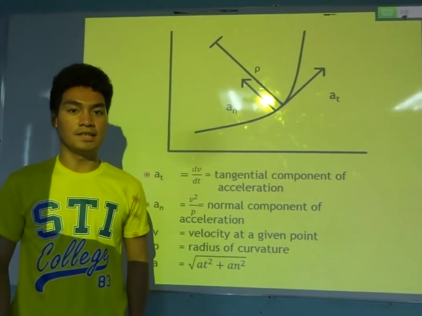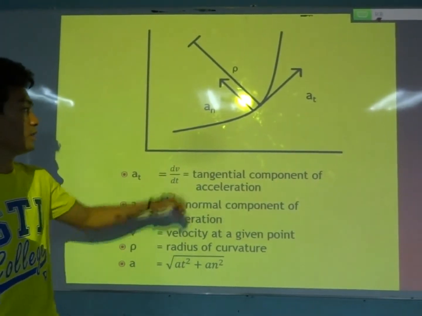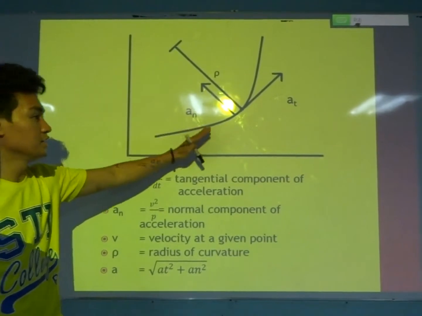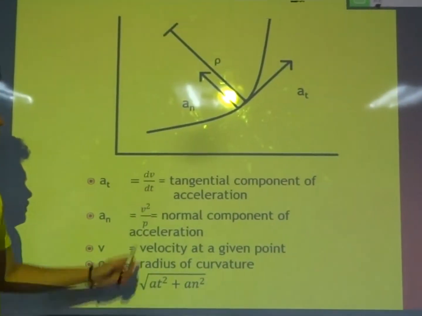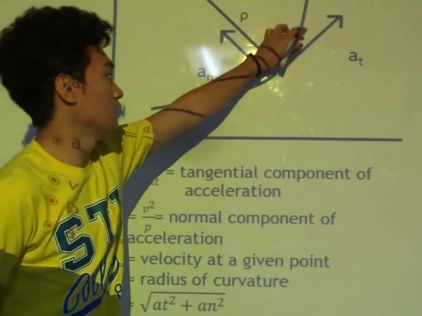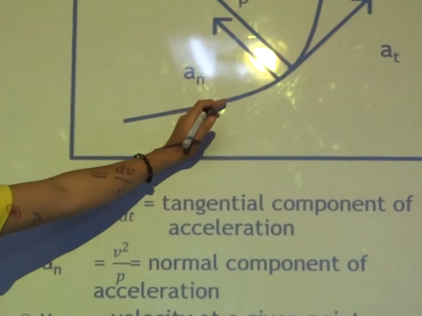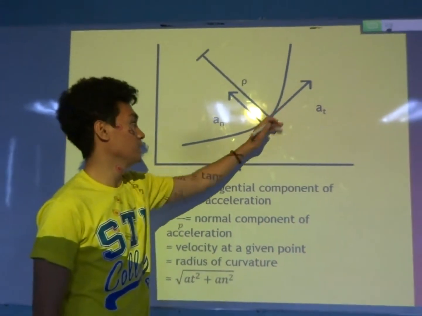First off, acceleration can be broken down into two parts: the normal acceleration and the tangential acceleration. The tangential acceleration is the one that is tangent to the curve, and the normal acceleration is the one that is perpendicular to our tangent line.